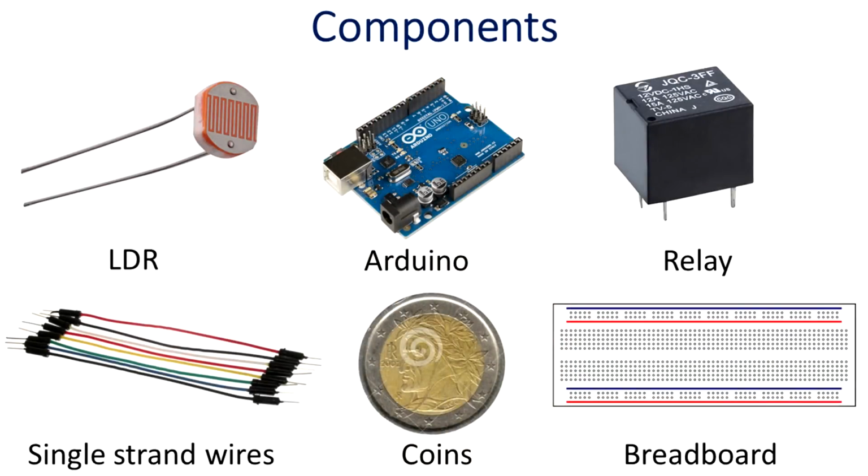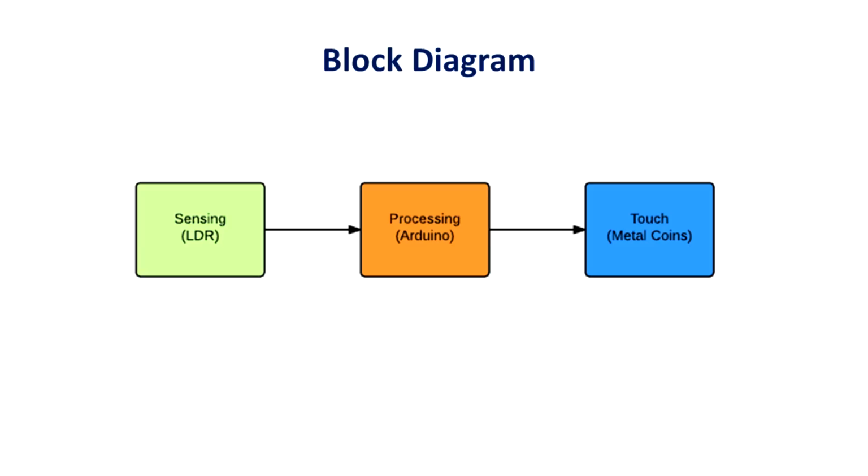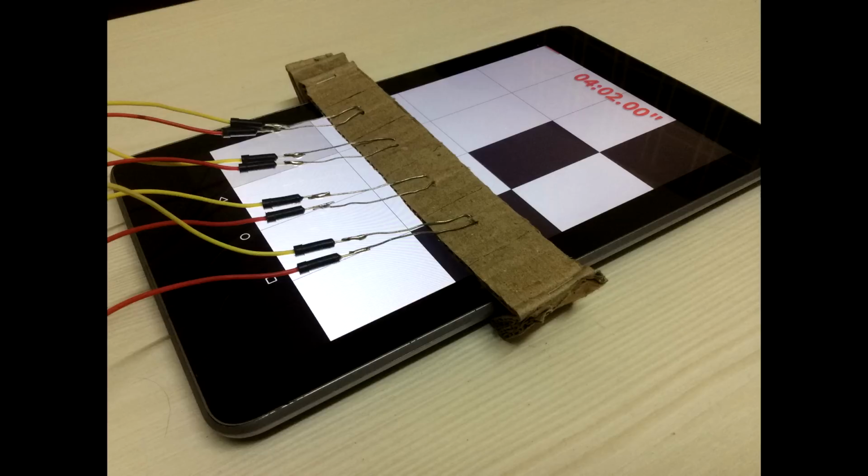These are the components we will need. This is the basic flow of the circuit. The sensing part senses if the tiles are black or white and sends the corresponding data to the processor, which in turn sends the command to the touching block, which simulates the touch electronically.